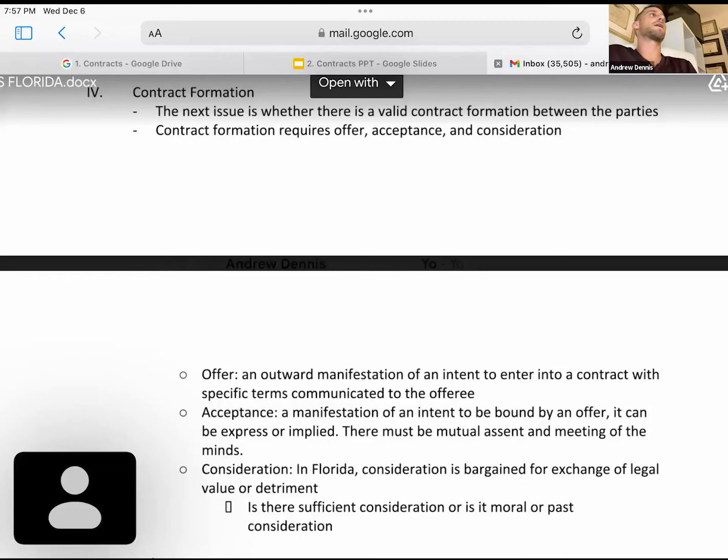So he's right. The mailbox rule really means that acceptances are effective upon dispatch, where mostly everything else is effective upon receipt. But then he's right about rejections too. That is whichever comes first, because we have a special scenario there. Any questions about that?